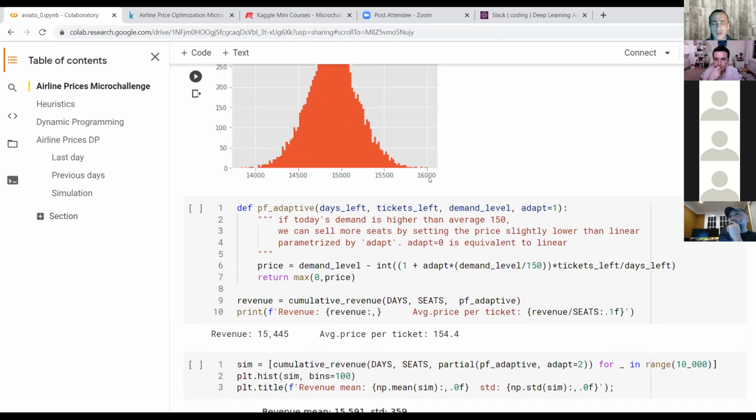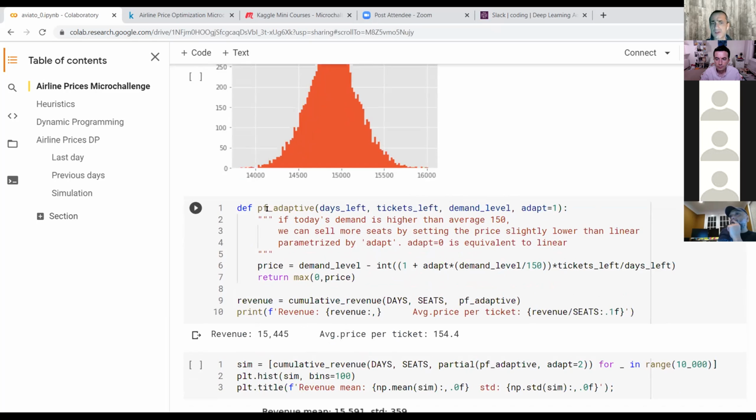Now then I thought, can we do something better? If we learn that day the demand is high, can we sell slightly more than the linear model? And if the demand happens to be low, let's sell slightly less. So try to maximize our revenue that way.